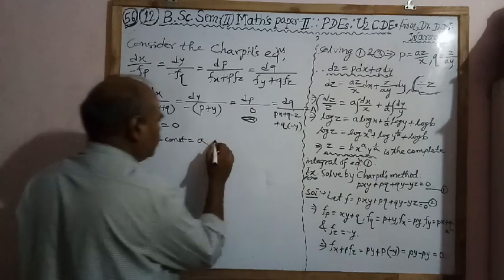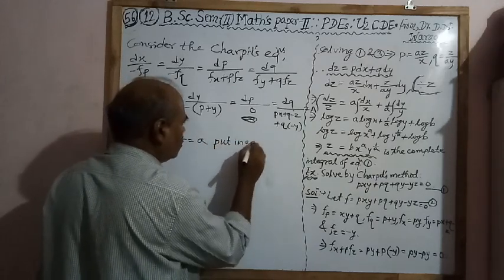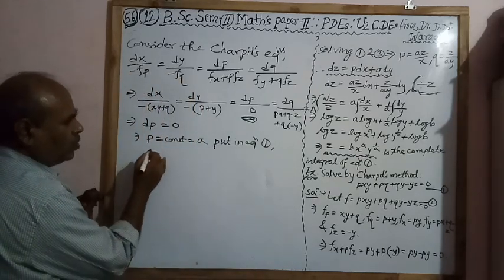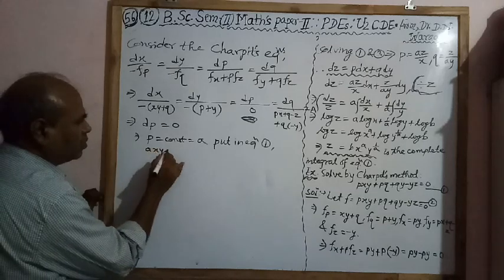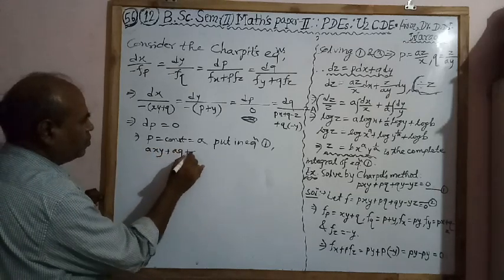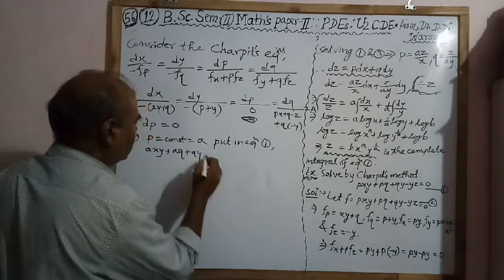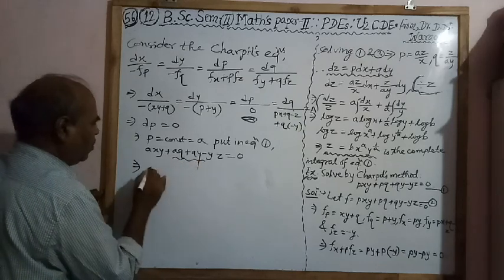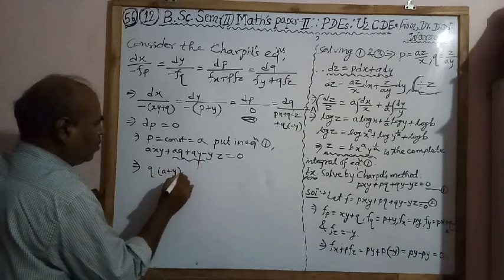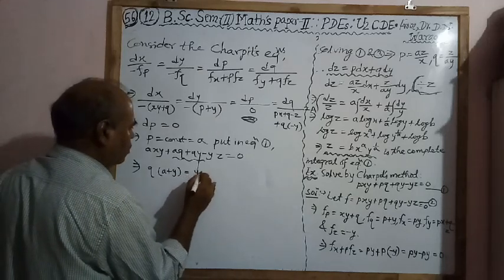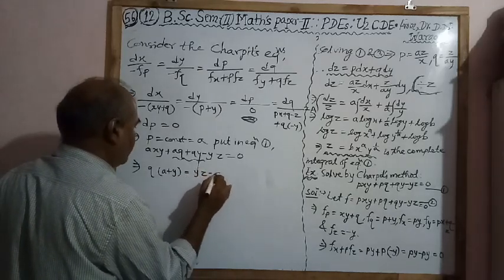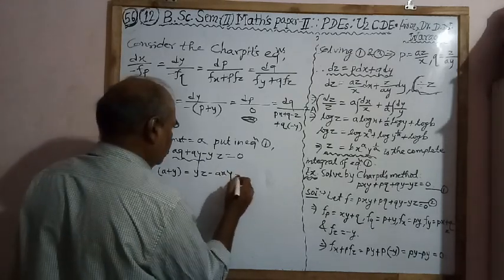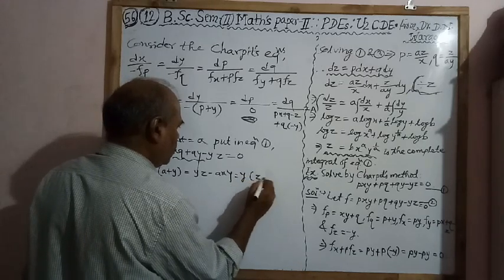Now put this value in equation 1. p equal to a, therefore axy plus aq plus qy minus yz equal to 0. We have to find the value of q, therefore q is taken common. q into a plus y equal to yz minus axy, or we have y into z minus ax.